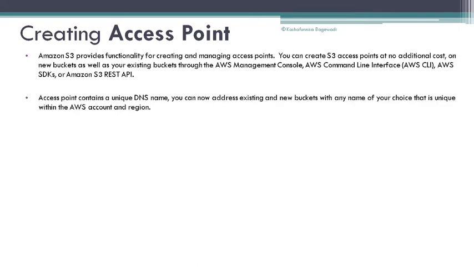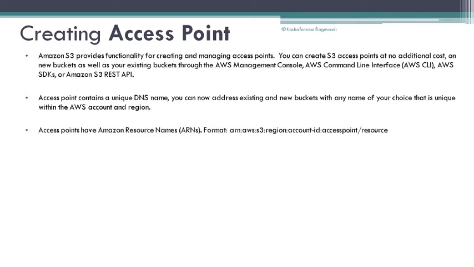An access point contains a unique DNS name. You can now address existing and new buckets with any name of your choice that is unique within the AWS account and region. So you can give some name to your access point that should be unique to your account and region. Access points have Amazon ARN names. The format is like this. So when you create an access point, you will get the ARN for your access point. So this is the format. Here it is: arn:aws:s3:region:account-ID:accesspoint/resource.